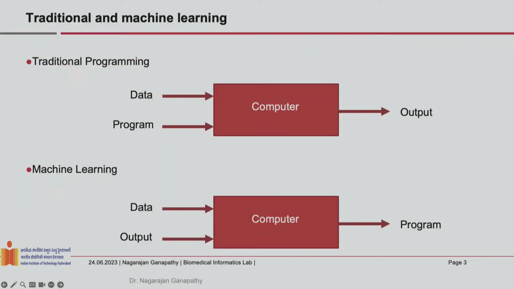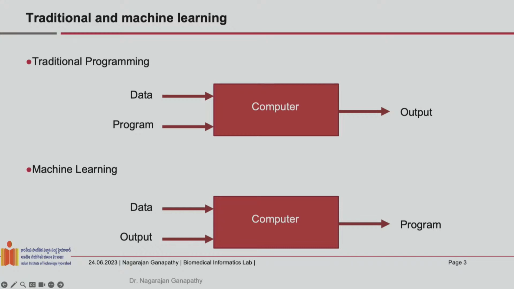So in traditional programming, we use data and a program, and we feed them to a machine, and what we expect is an output. This is what a regular system is. Even in a control system, you have an input and a set of rules which you feed to a machine, and you have an expected output.